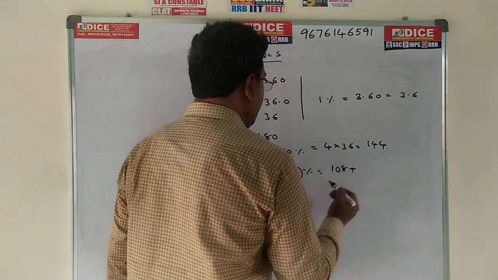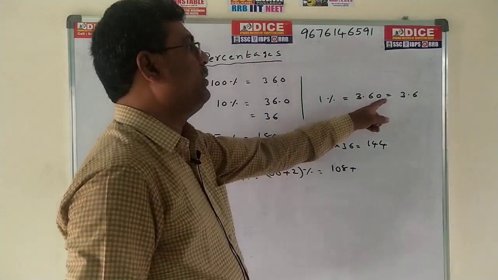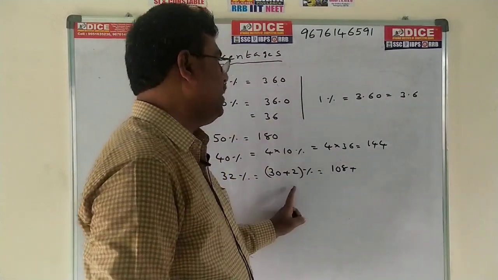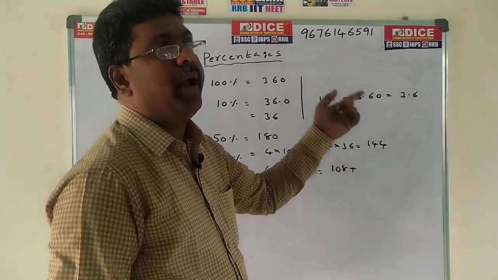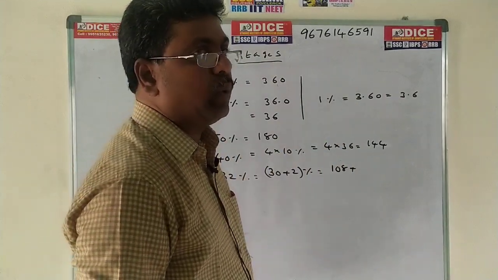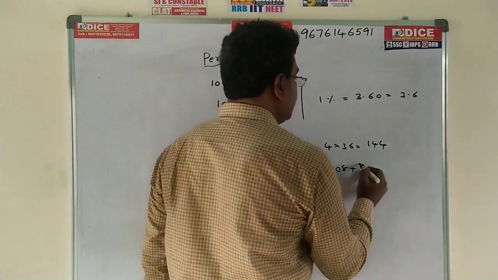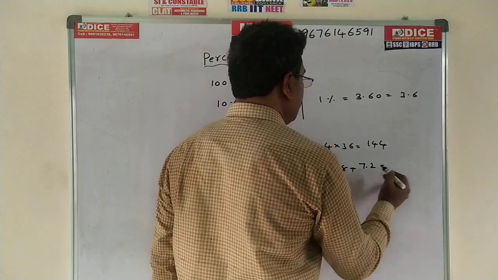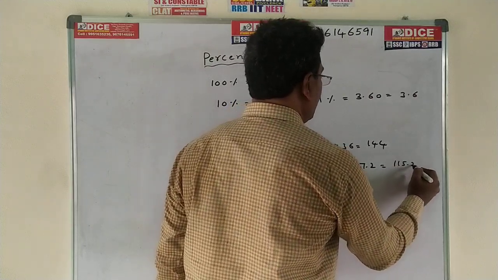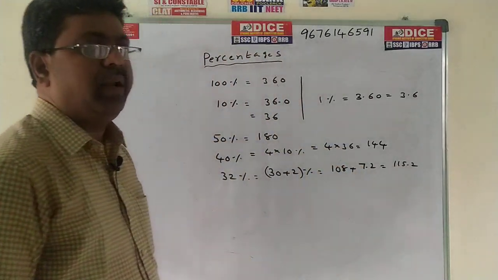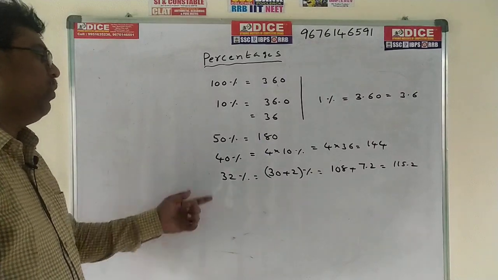108 plus 2%. Already I know the 1% value is 3.6. 2% means 3.6 into 2, and the value is 7.2. So the total answer becomes 115.2, the required answer. 115.2 is the required value. You can do the problem like this.